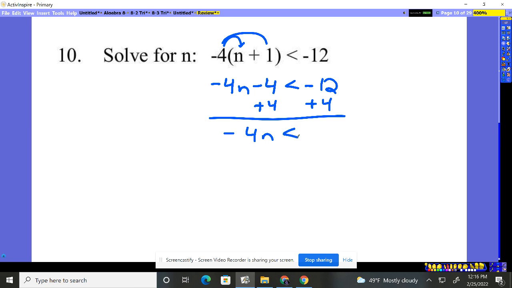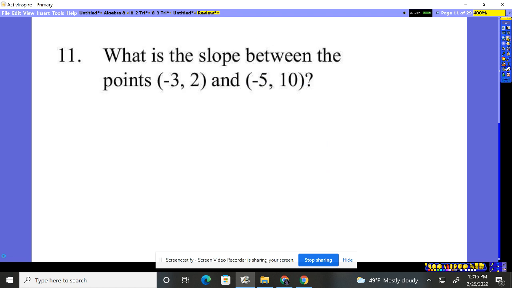Negative 4n less than, what does this give us? Negative 8. We now divide by negative 4. What happens to the inequality? It must flip when you divide by a negative. And that gives us 2. So n is greater than 2. And if you need, you can go back and look at the video of why we flip the inequality if you're curious.